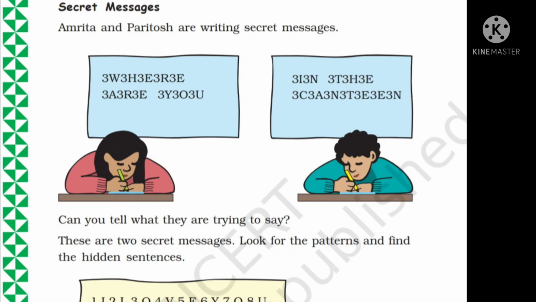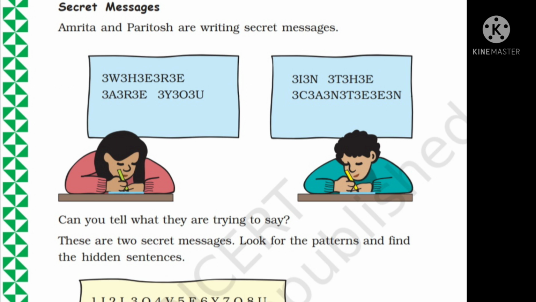Secret messages. Amrita and Paritosh are writing secret messages. See, these two are writing some secret messages. How are they writing? 3W3, H3E, 3R3E, 3Y3O, 3U3. And 3I3N, 3T3H3E, 3C3A3N3T3E3E3N. We can't understand it, right? Can you tell what they are trying to say? These are two secret messages. Look for the patterns and find the hidden sentences. How can we find out?